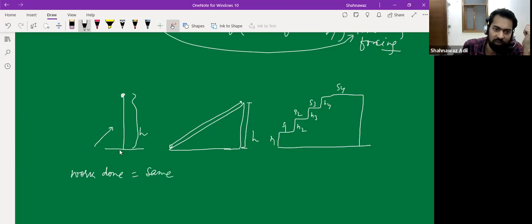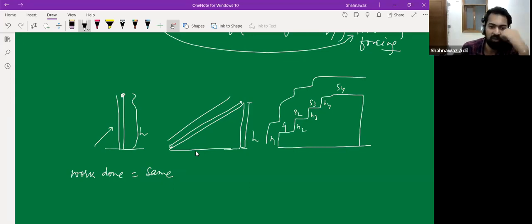Whatever path we have chosen, this path or this path, the work done should be the same. So let's just calculate the work done. What would be the work done here? Work done would be F s cos theta, right? Let me draw it like this.